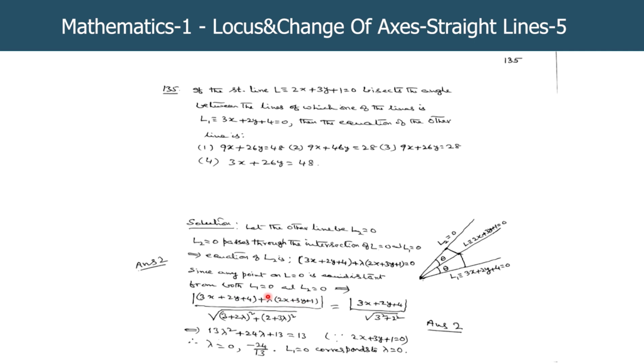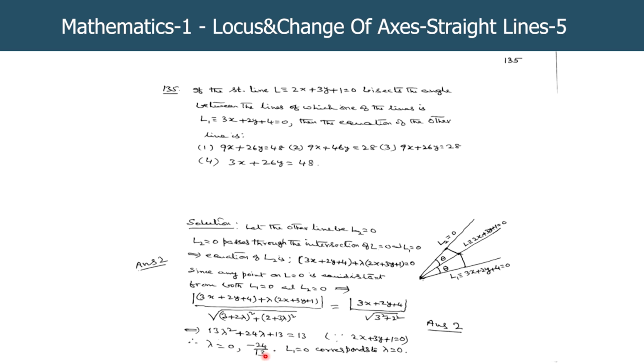is nothing but the angular bisector between the two lines. So, both distances are equal. Therefore, if you use the perpendicular distance formula, you will have 3x plus 2y plus 4 plus lambda into 2x plus 3y plus 1 by square root of (3 plus 2 lambda) whole square plus (2 plus 3 lambda) whole square equal to 3x plus 2y plus 4 by square root of 3 square plus 2 square. After simplification, you will get 13 lambda square plus 24 lambda plus 13 equal to 13. So, the lines pass through the origin because 13 will cancel. So, the lambda value is lambda equal to 0 or minus 24 by 13.